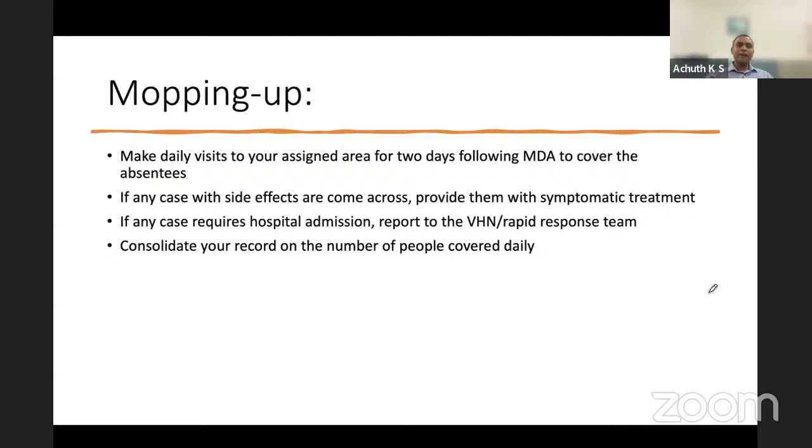What is mopping up? In mass drug administration, you do daily visits to assigned areas after giving the MDA to cover the absentees who have missed the medication and to identify the side effects and provide them symptomatic treatment or refer if there are any allergic reactions. Okay. And it becomes easier to maintain your records. This is called mopping up. You can use the strategy of mopping up in pulse polio also and Mission Indradhanush also.